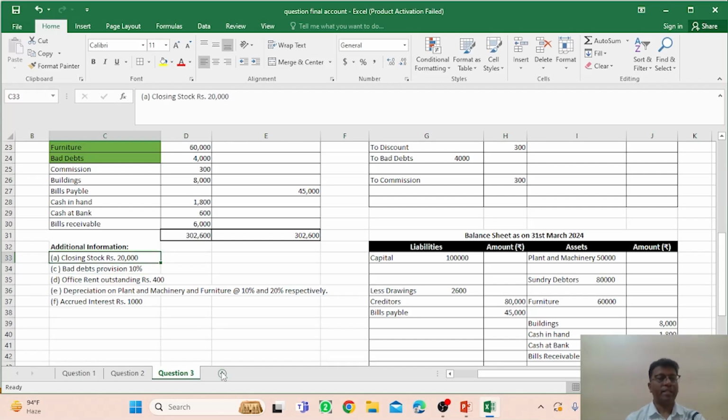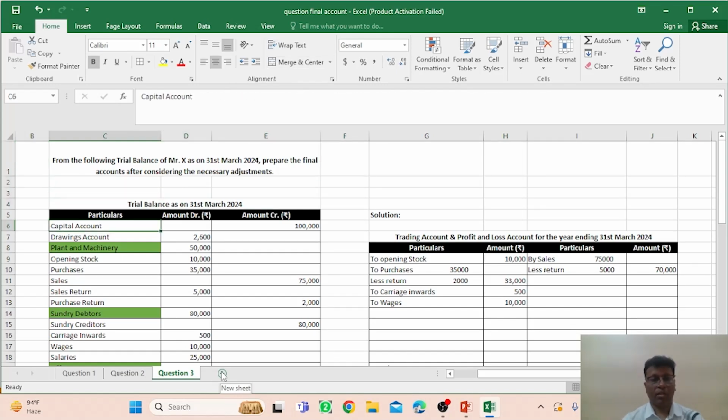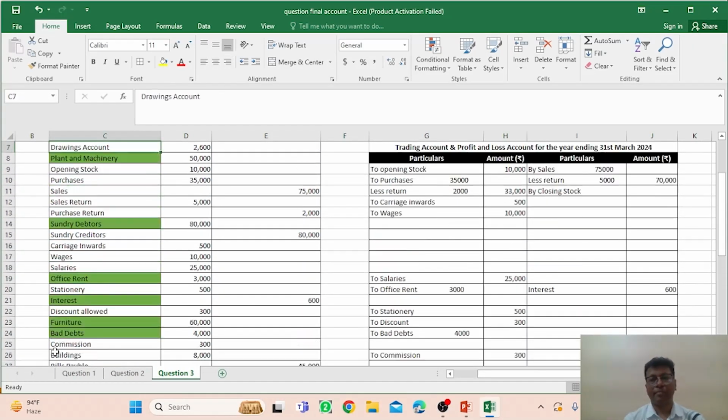So very first thing is that closing stock is given to you 20,000, so it is the part of the trading and assets, right? Because I told you earlier that the particular adjustment will take place in minimum two places, right? So by closing stock, how much amount is given to you? That is 20,000, right?